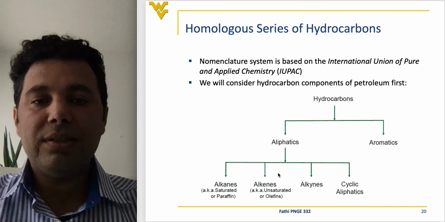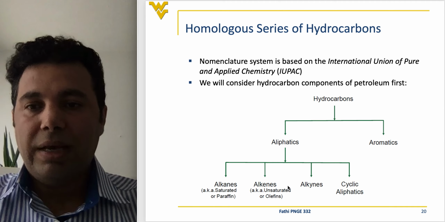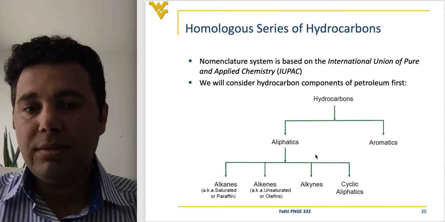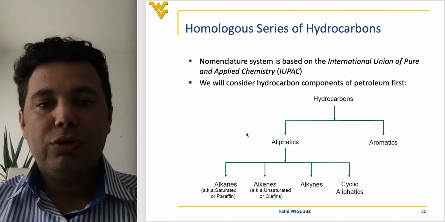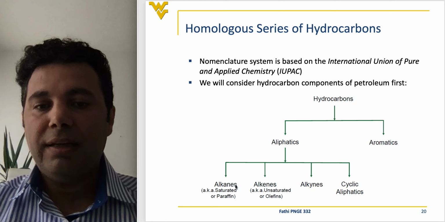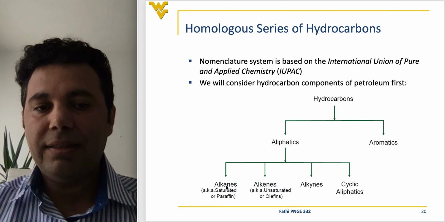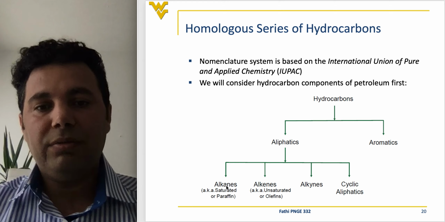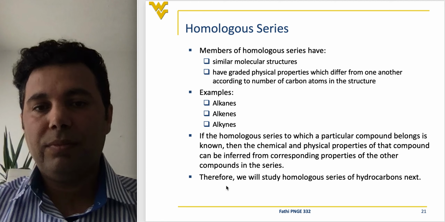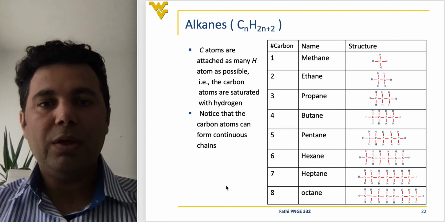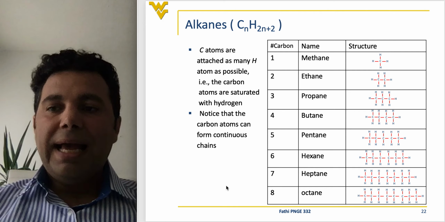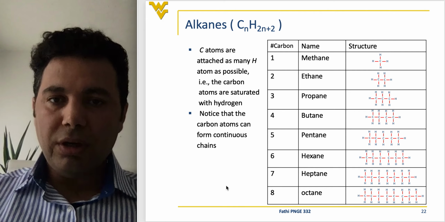Or I'll give you this structure and I'll ask you to fill up the spaces with the names of different homologous series. Okay? So we start with the aliphatics, and in the aliphatics we start with the alkanes, and then we will cover the rest of the components. Okay. So what are the alkanes? Alkanes, as I said, these are saturated hydrocarbons.